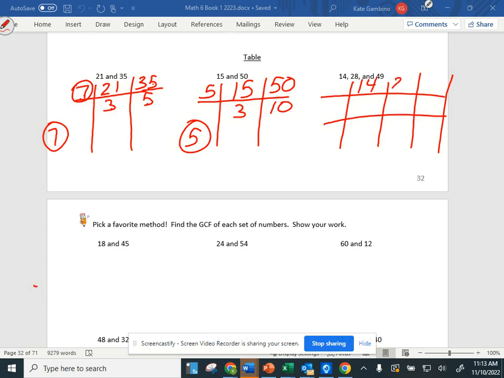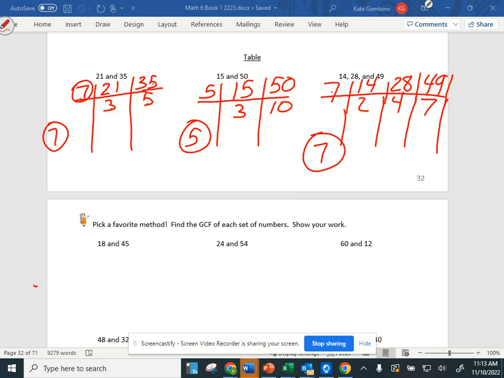So we have 14, 28, and 49. What factor do you think I should start with? 7. 7 times what is 14? 7 times what is 28? 4. 7 times what is 49? 7. Do they share any other factor? No, they don't. So our greatest common factor is 7. That one's a little bit more confusing.